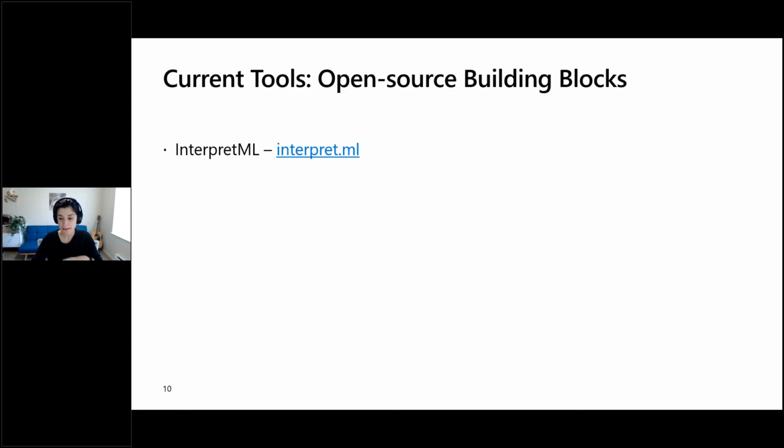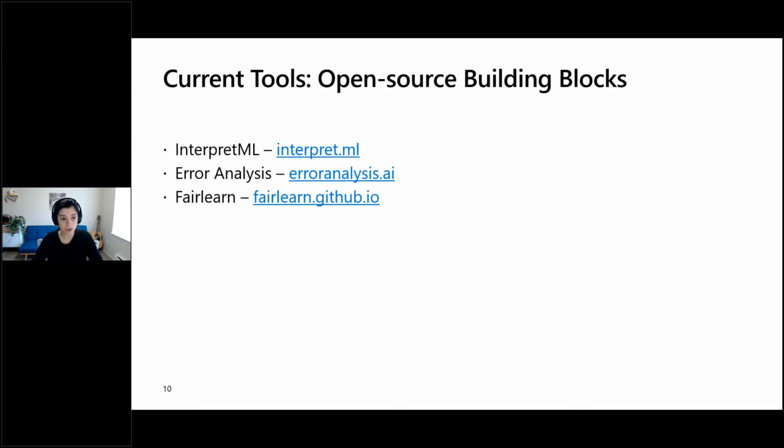I'm going to mention some of them here, but there are a lot more, even outside of Microsoft. For example, InterpretML is a tool for generating explanations for different models, and also for building models that are transparent by design. Error analysis is a tool for understanding model errors better, slicing and dicing the data according to these errors, and checking whether there are cohorts with higher error representation.